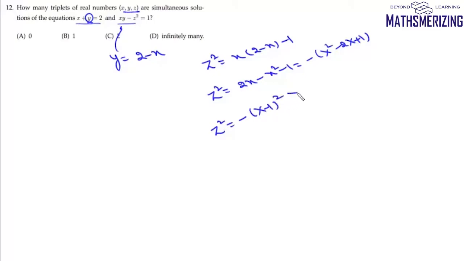Now we know that z square must be 0 or greater than 0. Now this expression, minus (x minus 1) whole square, cannot be greater than 0. That means the only option possible here is when the value of z is 0, that is when the value of x is 1. Now if the value of x is 1, then the value of y is also 1. So the only solution to this system of equations will be (1, 1, 0), and that is only one solution, and that's your option number B.